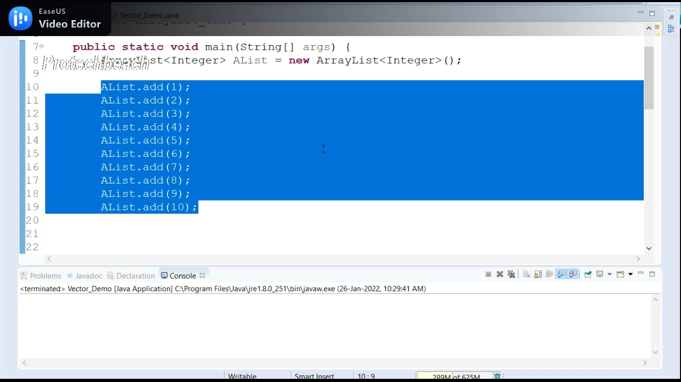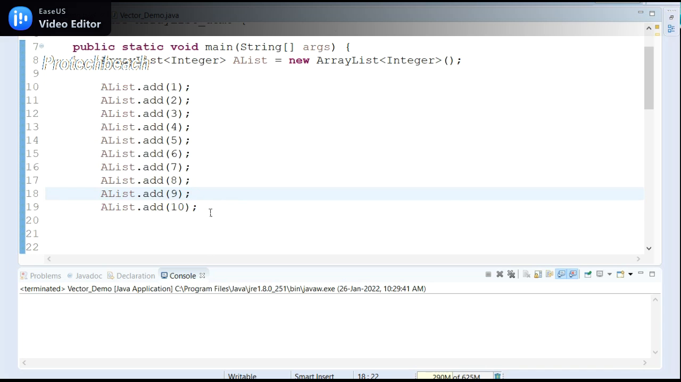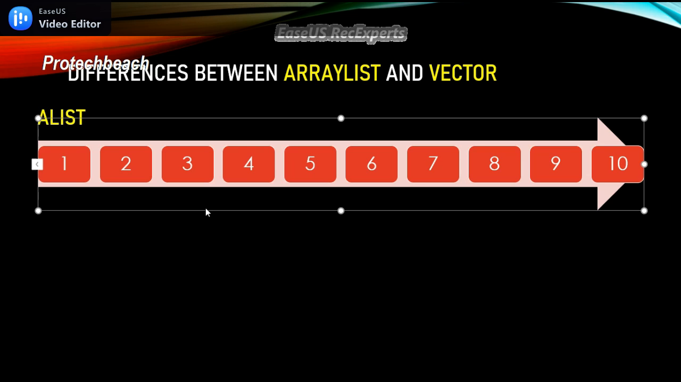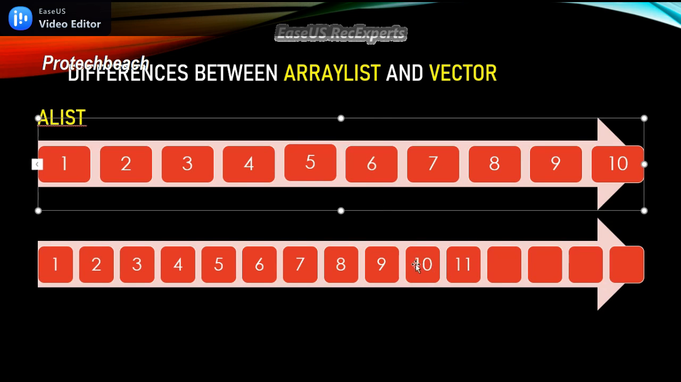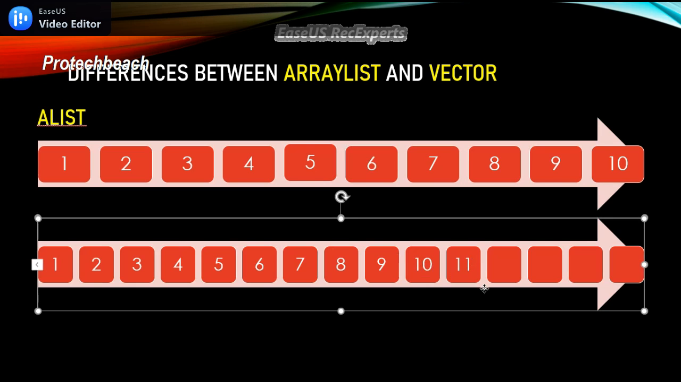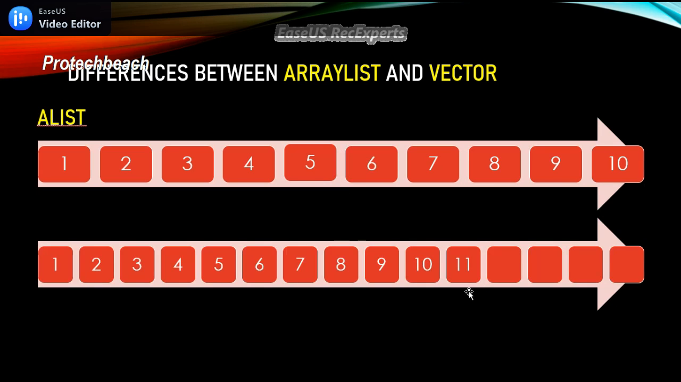So if I add more than 10 elements, what will happen? Let me add 11 here. Now how does it look? Java creates one more memory location with a capacity of 16 now. By default it was 10 memory locations, but once it exceeds 10, the ArrayList size will increase by 50%. Earlier it was 10, now it is 16, so 0 to 15 now. The size of the ArrayList increased by 50%.